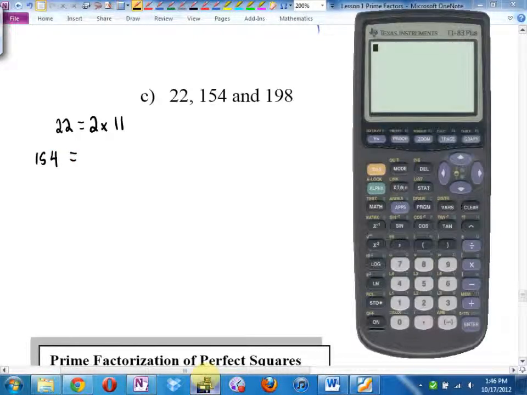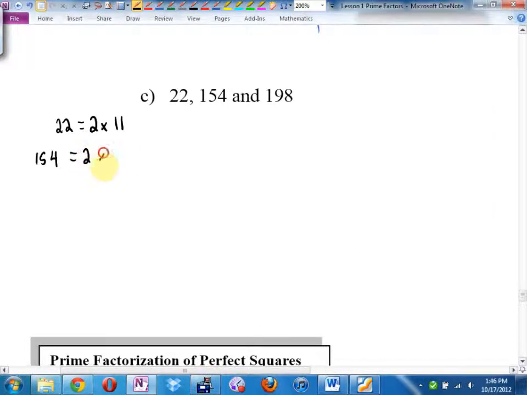What's 154 divided by 2? I know 2 goes into it. 77 and 2? I heard Kira say it: 2, 7, and 11, because 77 is the 11 times table. 198. Try 2 times 99. And what would 99 be? 3, 3, and 11. 2 3s and an 11, like 9 times 11, 3 squared. Okay, so a 2, a 3 squared, 9, and an 11.